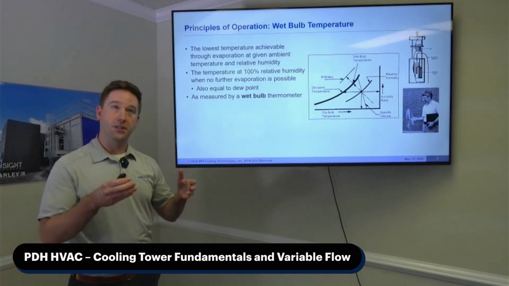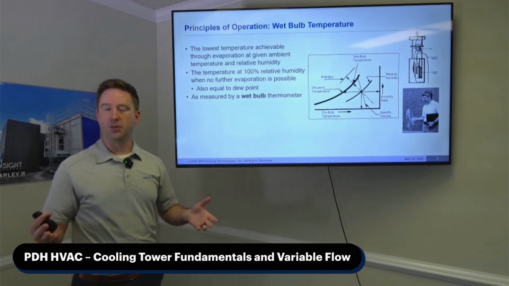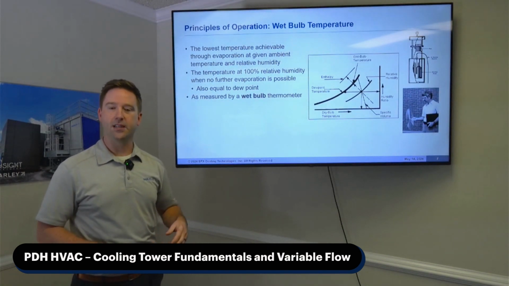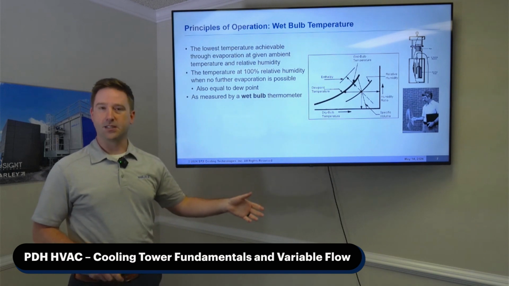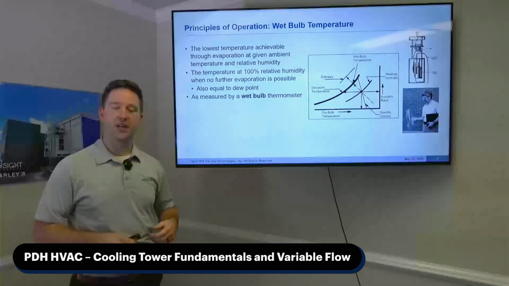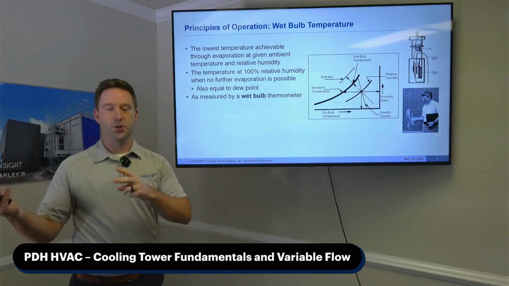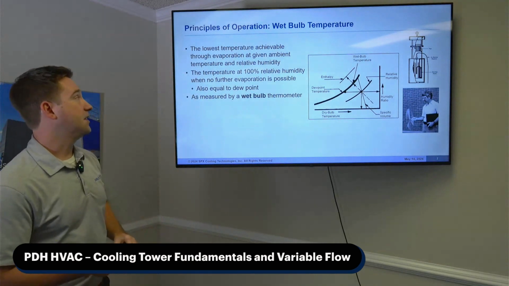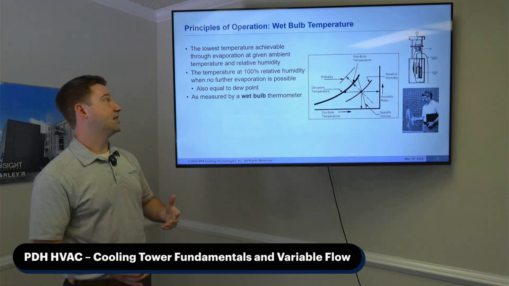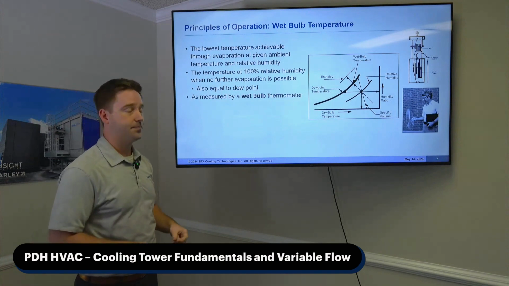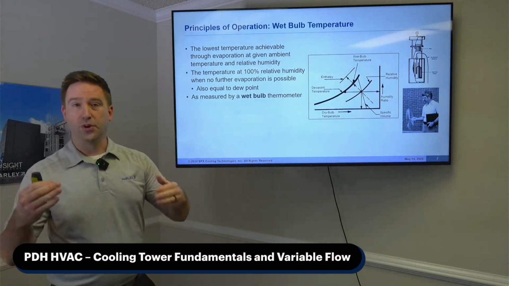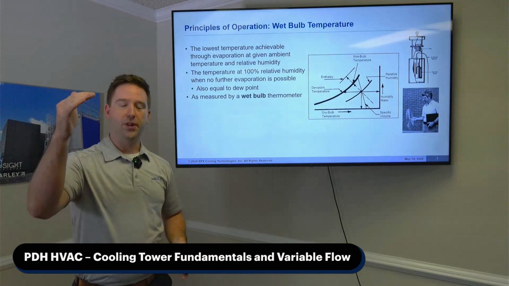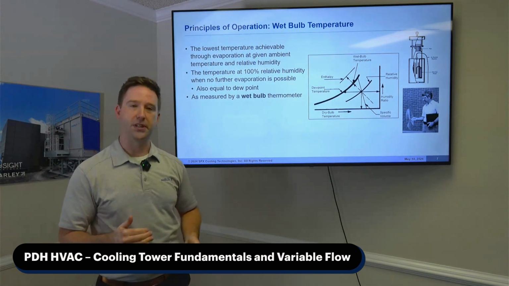And so it's important to understand what that wet bulb temperature is. So if you're watching your weather channel at night and the anchorman says, our dew point is 78 degrees, that dew point is your wet bulb temperature. So simply put, it's the lowest temperature achievable through evaporative cooling at a given ambient temperature and relative humidity. So really in evaporative cooling, it's kind of your limiting factor. You can't cool that water below what your wet bulb temperature is.